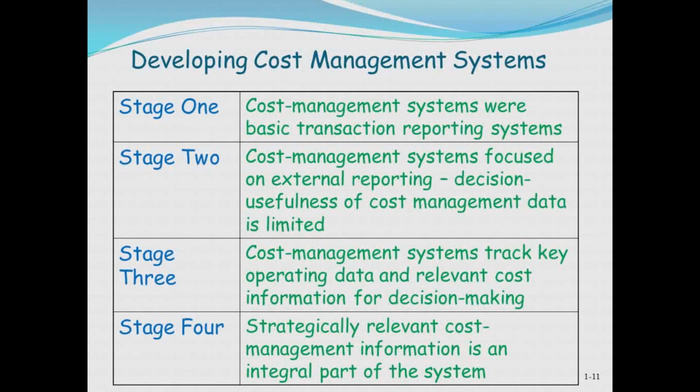So the development of cost management systems over time has migrated from relatively simple systems to far more complicated and important systems. The first stage of developing a cost management system was really just reporting on basic transactions. Second was to start to have decision-useful information. And then you've got more and more decision-making capability until where we are today, where it's strategically useful and is an integral part of the management process.